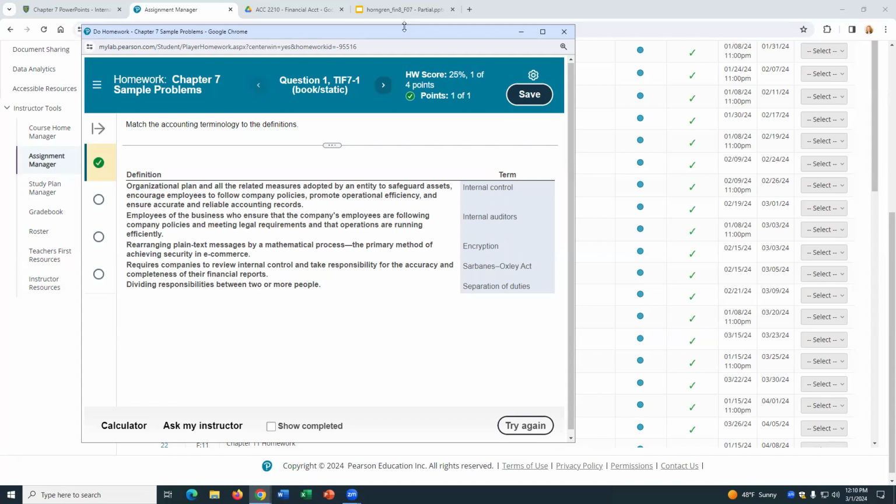All right, let's see where everybody ended up here. So, internal controls: that organizational plan to safeguard assets, encourage companies to employ and follow policies, promote operational efficiency, and ensure accurate and reliable accounting records. And then, employees of the business who ensure the company's employees are following the company policies would be internal auditors.